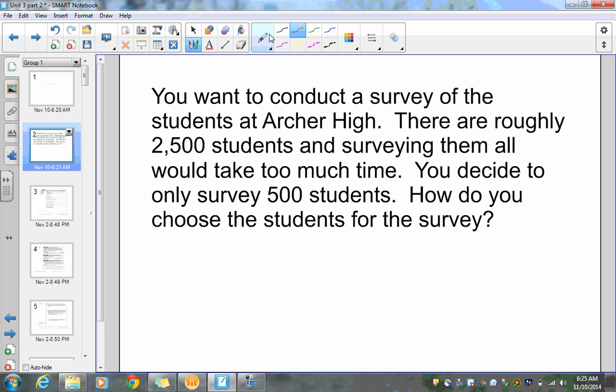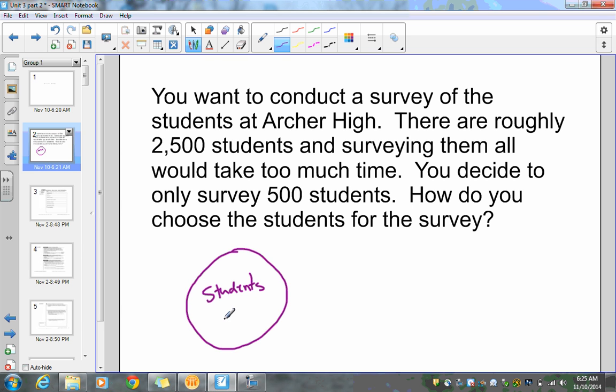All right, so let me just visualize this problem for you. This circle here represents all the students at Archer High School. Any survey that you see on the internet or on TV, they'll always say like 50% of the population say yes or 40% say no. They don't ask everybody, okay? They usually take a small sample of the population and say whatever that small sample says, we're going to apply to everybody.